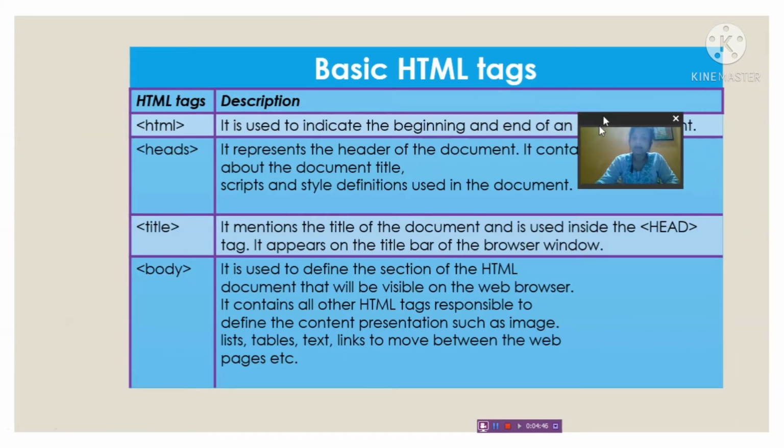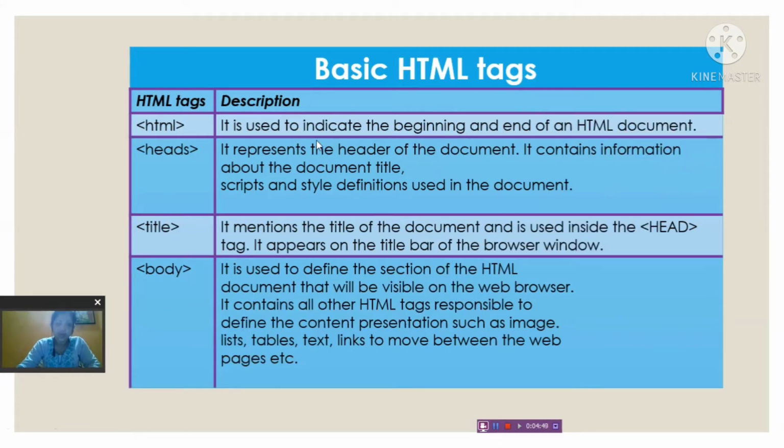So basic HTML tags, as it is new, you should know some basic HTML tags. First one is HTML. This is the first tag of any HTML document. It is used to indicate the beginning and end of an HTML document. Then head. It represents the header of the document. It contains information about the document title, scripts, and style definitions used in the document. Title mentions the title of the document and is used inside the head tag. This is important. Title is used inside the head tag. It appears on the title bar of the browser window.